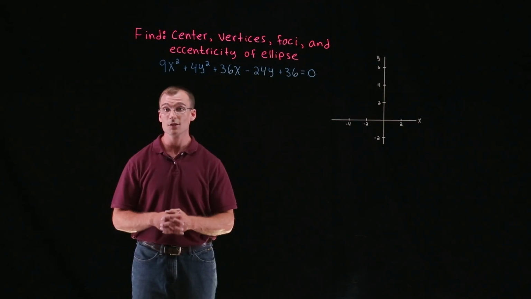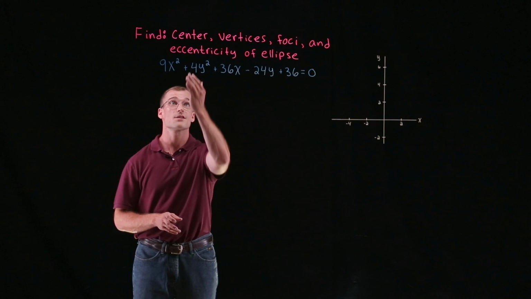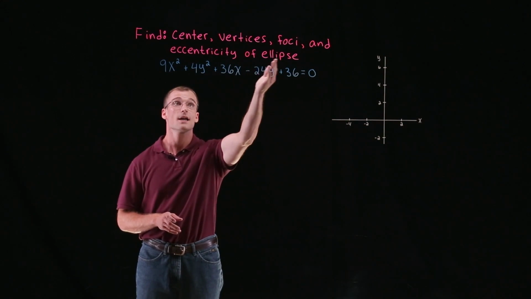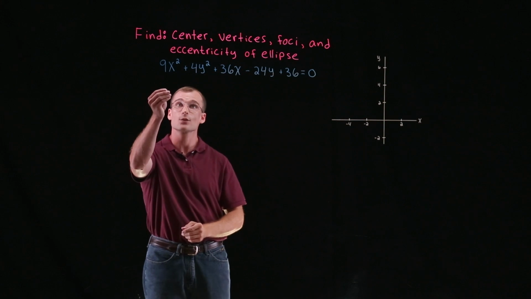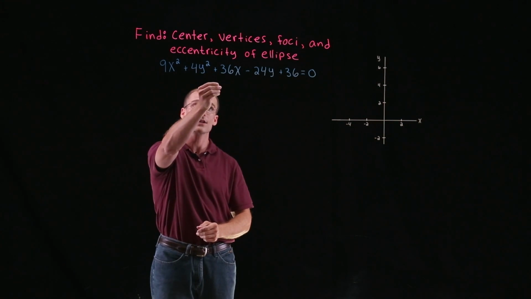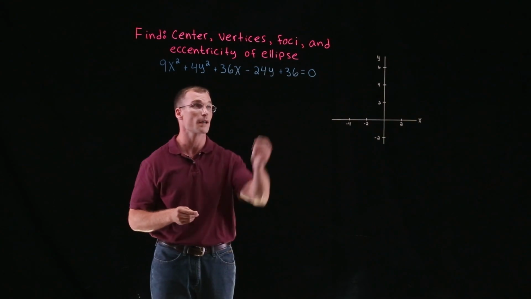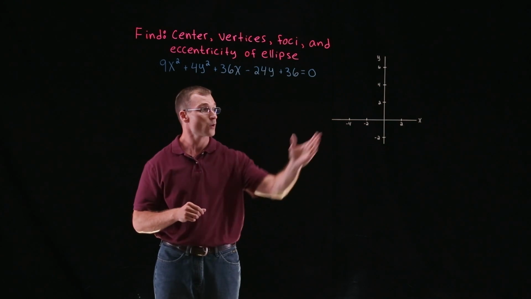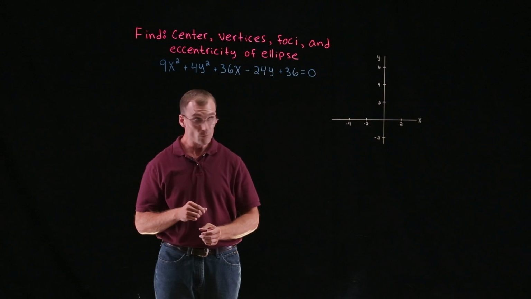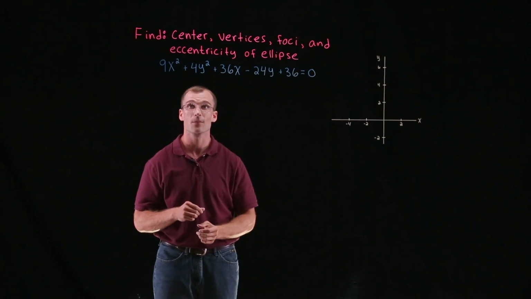Welcome everyone, I'm Adam. In this problem, we're going to be finding the center, vertices, foci, and eccentricity of the ellipse given by the equation 9x squared plus 4y squared plus 36x minus 24y plus 36 is equal to 0. Then once we have done all that, we're going to sketch the equation in our graph over here.